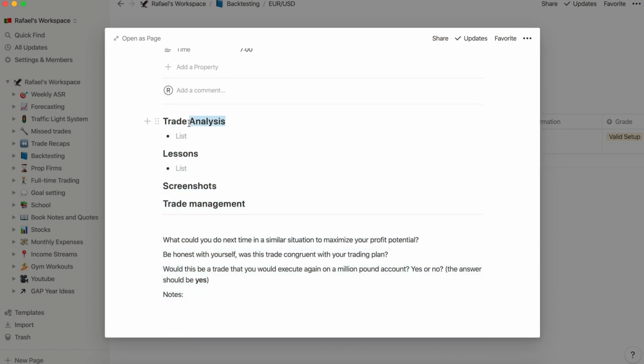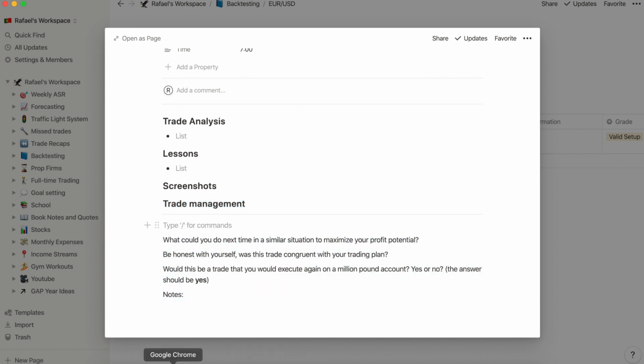So I analyze the trade. In this case, it was a bear flag. I write down the confluence factors, whatever made me take the trade, I write it down here. I have the lessons. Not every trade needs to have a lesson, but sometimes they do, and I write them down. And then I have the before screenshots and basically the after screenshot where I have my trade management. And then I answer these questions.